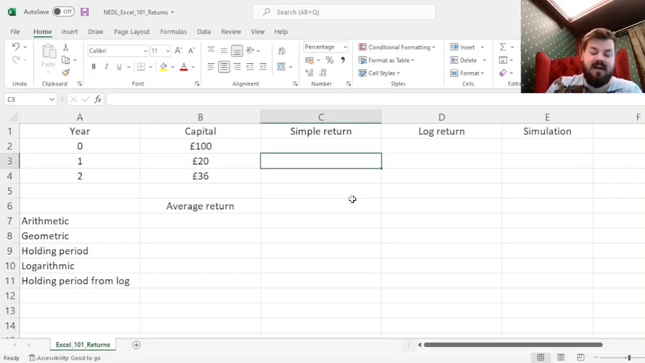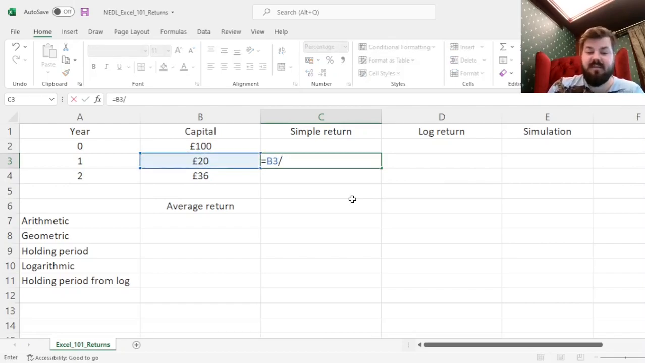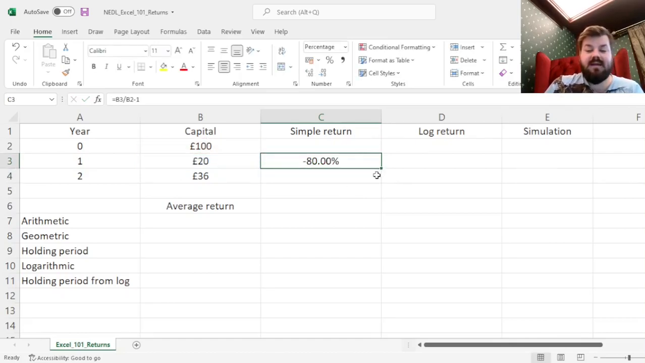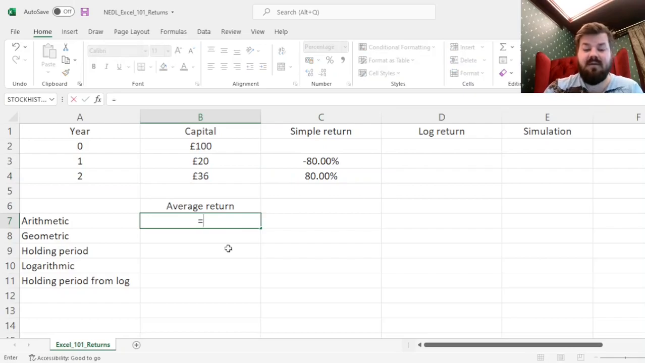Obviously, we might be inclined to calculate simple annual returns by dividing the portfolio value at the end of the year by the portfolio value at the end of the previous year and subtracting one, and thinking that as our portfolio value has dropped by 80% in the first year and increased by 80% in the second year, our arithmetic average return is just going to be the average of these two, and it will be zero.